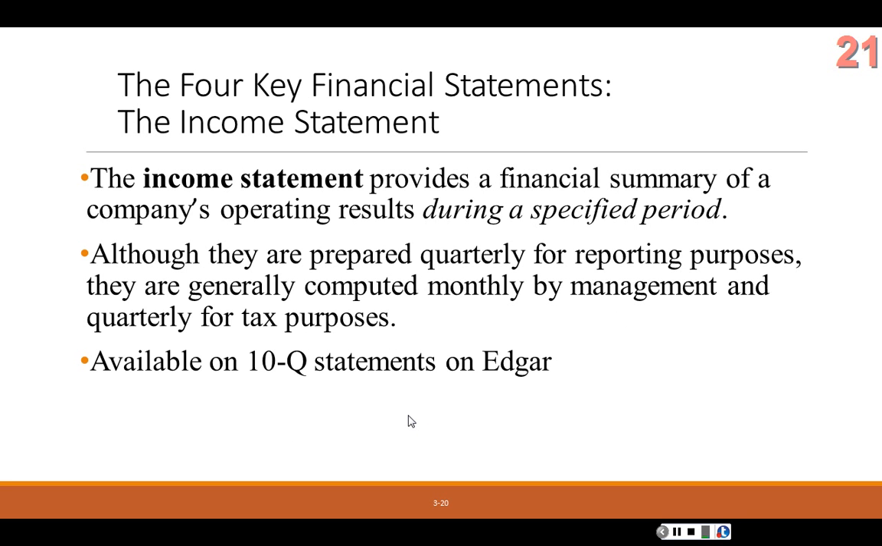So we're going to cover the 4 key financial statements, and we're going to start with the income statement. The income statement provides a financial summary of the company's operating results for a specific period. They are prepared quarterly for reporting purposes, so you can find these on the 10Q on Edgar. But for management, they're usually computed monthly. So again, those are available on the 10Q statements on Edgar.